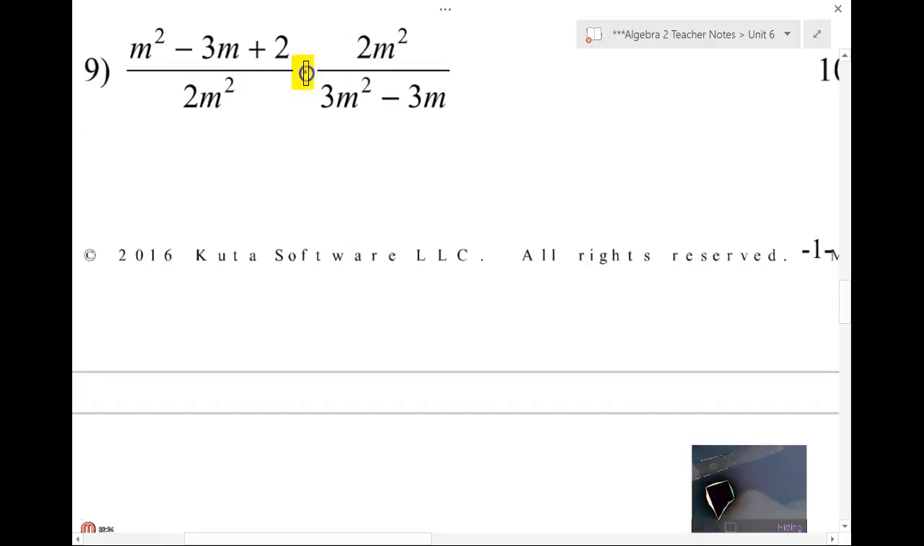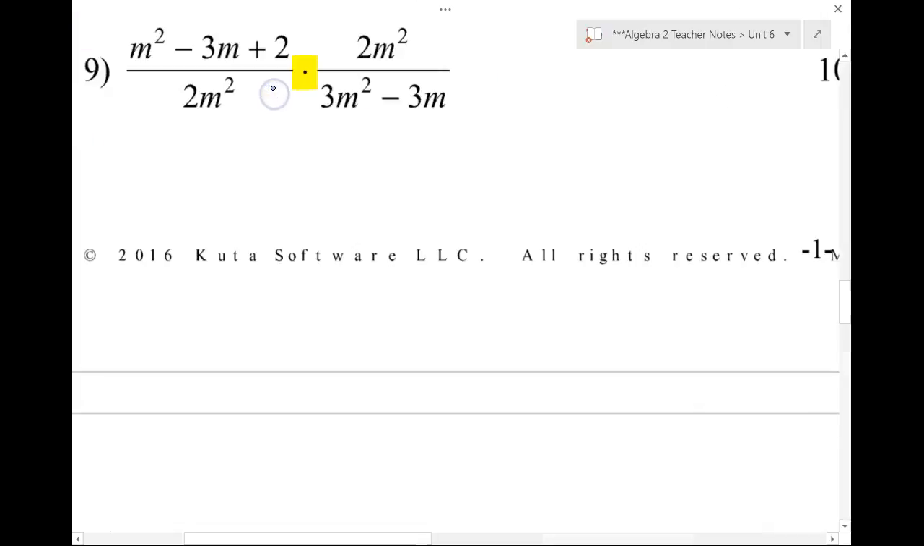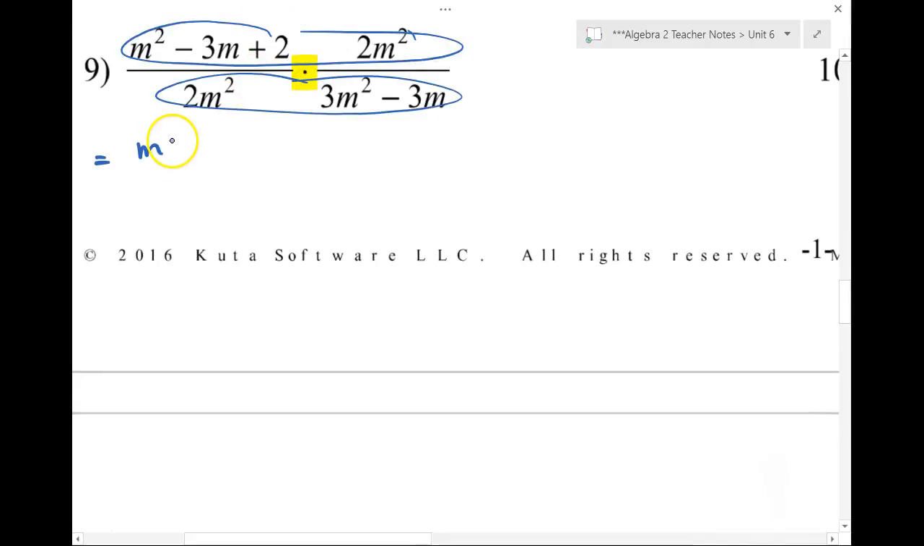Okay, so remember, we've got multiplication in the middle. So we can go ahead and combine them first. Combine the numerator. Oops, sorry about that. We can combine the numerator and the denominator. So we have m squared minus 3m plus 2, all of that times this 2m squared to the right.